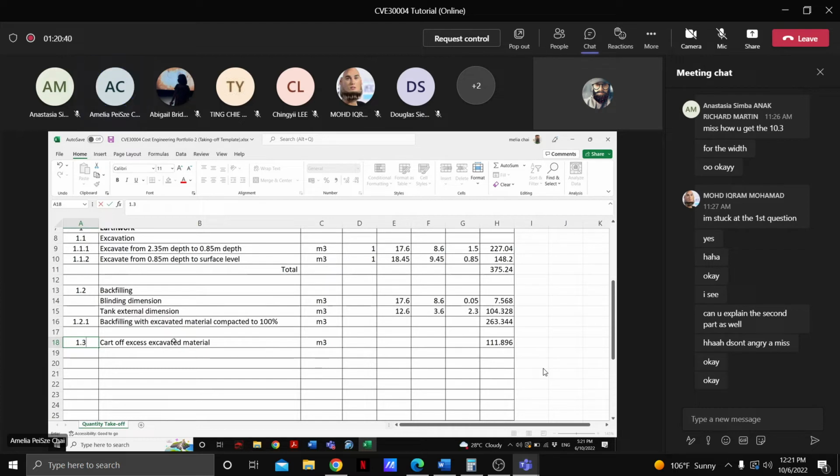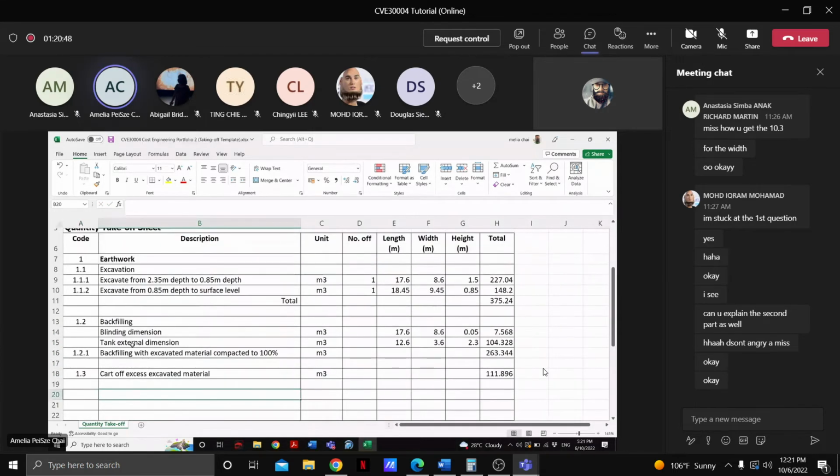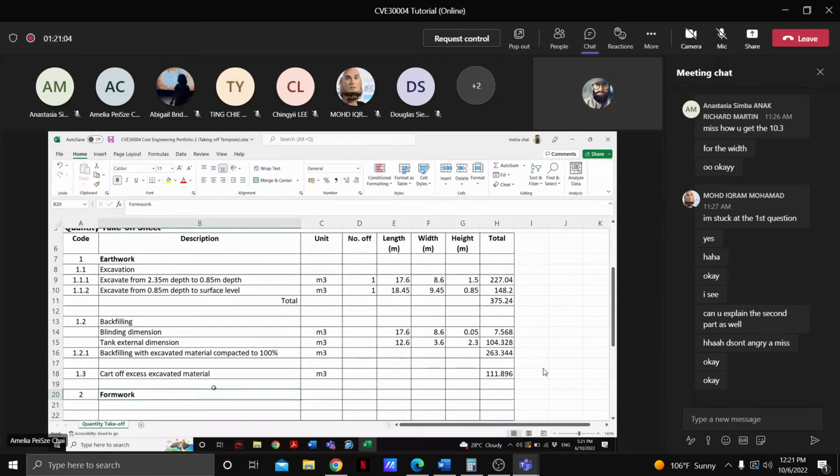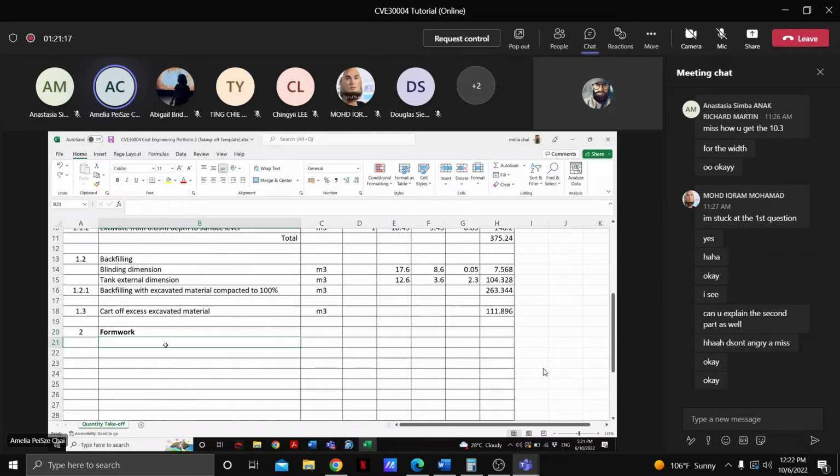0.3. Earthwork done. Any problem with earthwork? No problem with earthwork. Next one is the formwork.